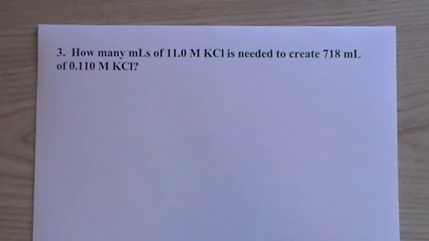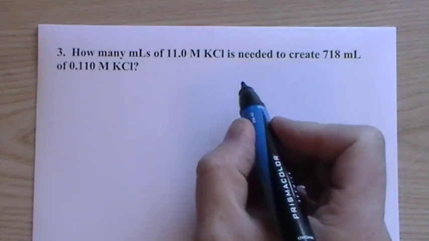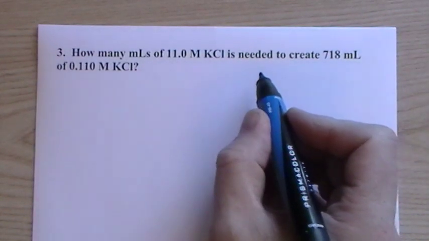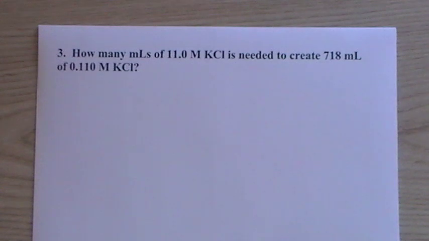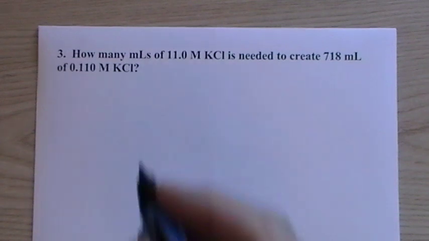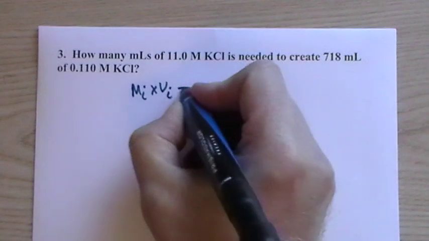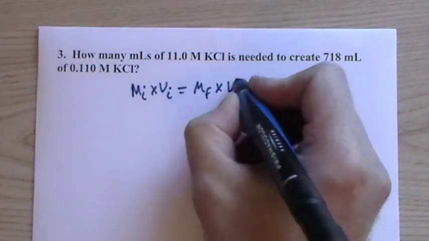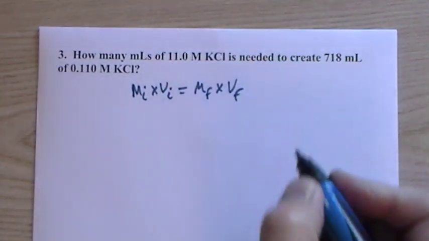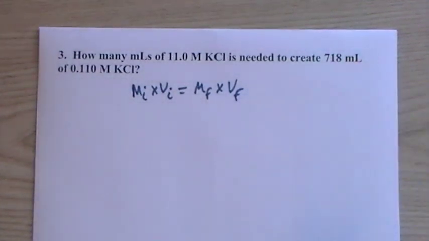How many mils of 11 molar KCl is needed to create 718 mils of 0.110 molar KCl? Okay, so this is the same kind of problem, but a little trickier. We have to be careful here. Let's just write out the expression again, with our initial on this side and our final on this side. Figure out what we have.